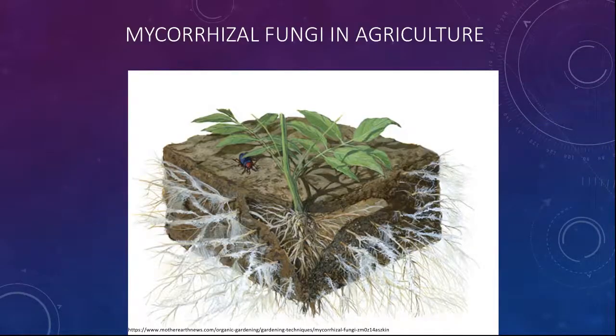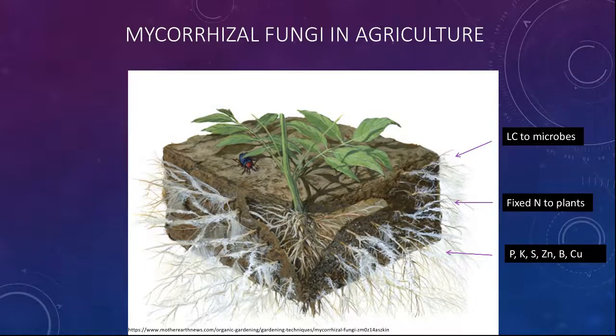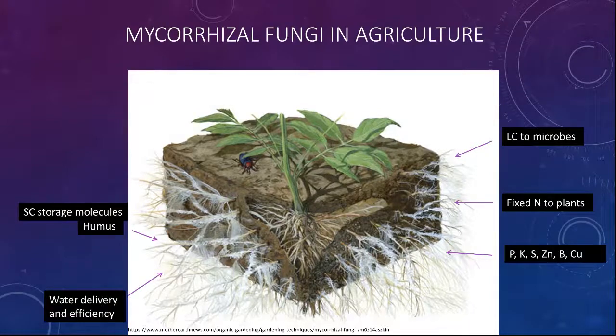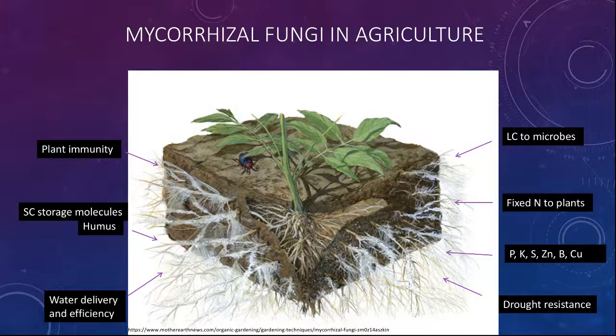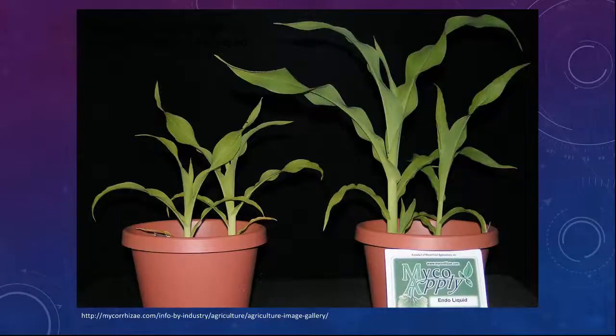So mycorrhizal fungi in agriculture are so important because they feed the liquid carbon to microbes. The nitrogen that's fixed through bacteria goes back into the plants through these systems. All these minerals are fed back to the system as well into the plant. There's carbon storage in molecules such as humus, and then there's water delivery and efficiency that's happening. So there's drought tolerance, and you have, of course, plant immunity as well. No pesticides, no requirement for any fertilizers. Nature has been doing this for millions of years. There's no reason why it can't keep going.